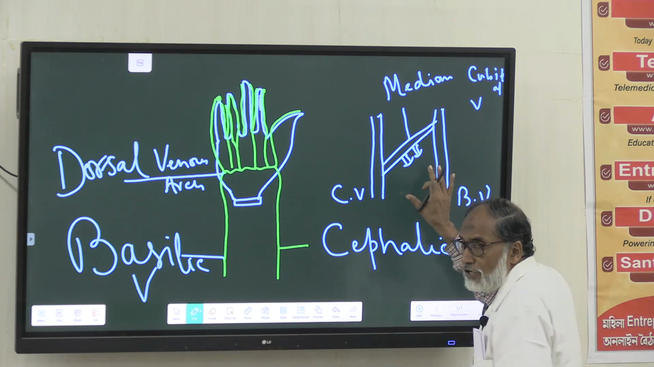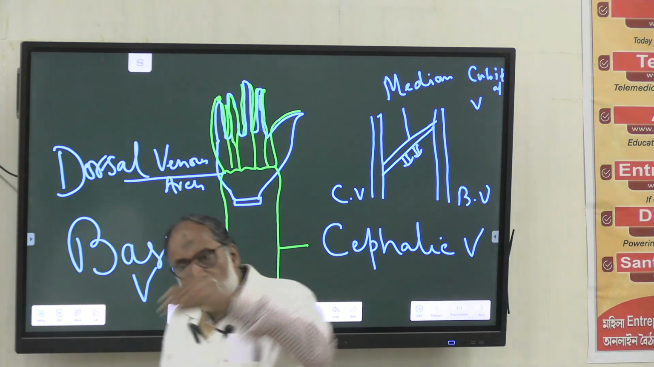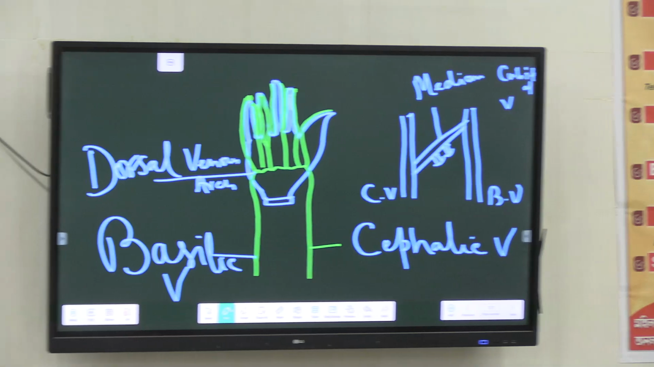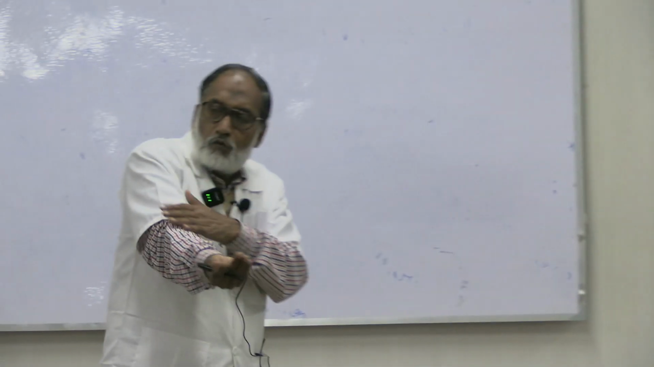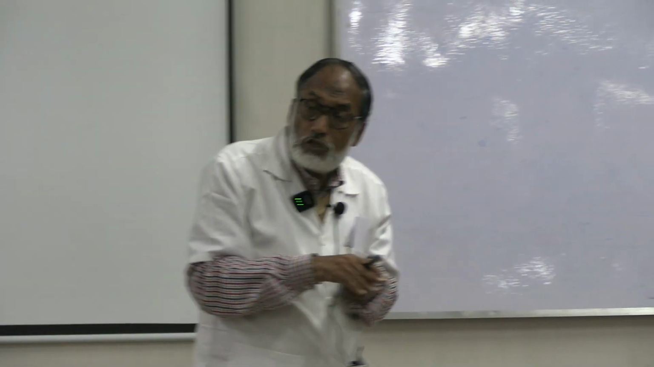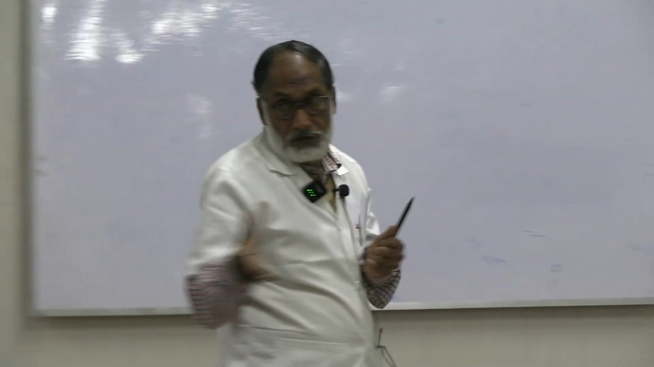Actually, it connects the deep vein, and this perforating vein is passing through the bicipital aponeurosis. Then what will happen? This vein will be fixed. It will not move. And what is the advantage of this? Because this vein does not move, it is very easy to take blood from this vein. So it is very easy for venipuncture.